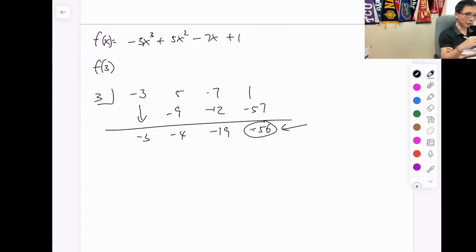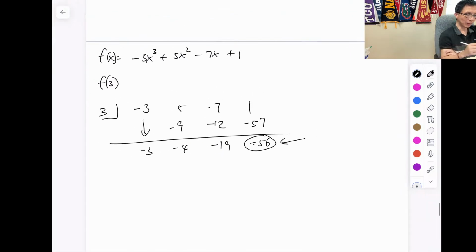But usually, if you were to plug in 3, do you see how much work that is?